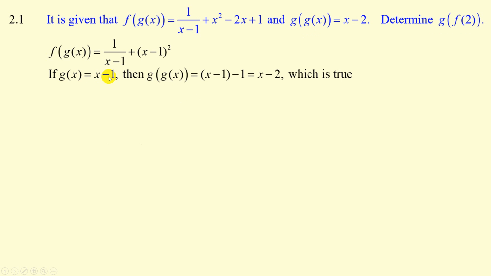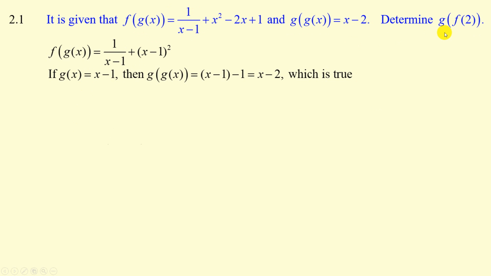So if g of x equals x minus 1, then I'm going to take g of x minus 1, and substitute for the x. There it is there. We end up with x minus 2, which, aha, is equal to x minus 2, which makes that true. So now we have f of x, which is 1 over x plus x squared, and we have g of x. So now we have to find g of f of 2.